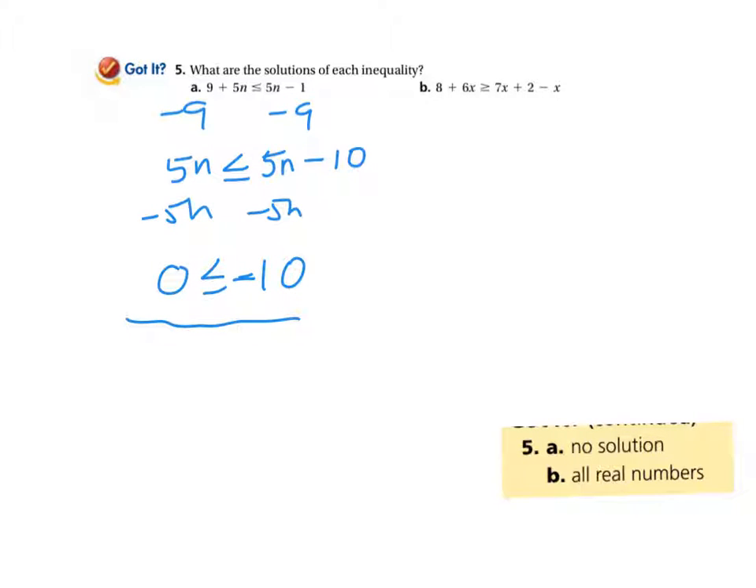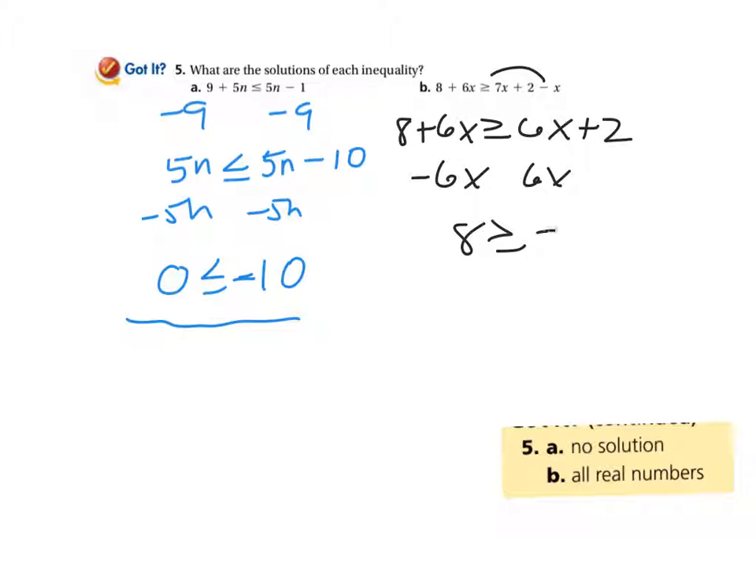And then on this one over here, we're going to start by cleaning up the right side. So we get 8 plus 6x greater than or equal to 6x plus 2, right, because 7x minus 1x is 6x. And then let's say we decide to subtract the 6x from both sides. So we get 8 is greater than or equal to 2. Well, 8's always bigger than 2, so we find out that every number is going to work. So when you get an always true statement, be careful on those. Double check your math to make sure when you're done with those two.